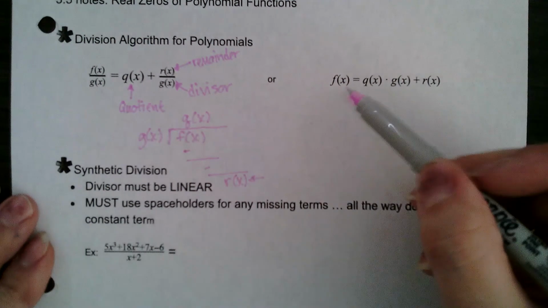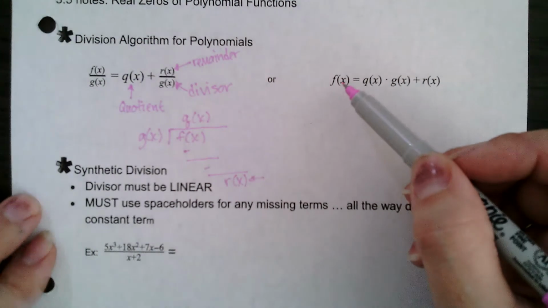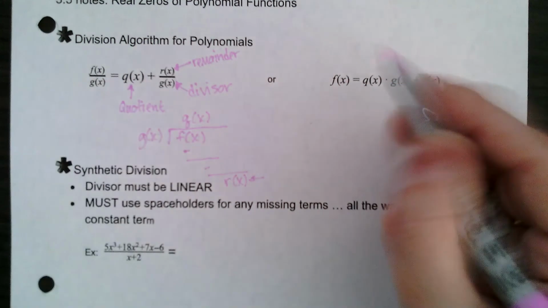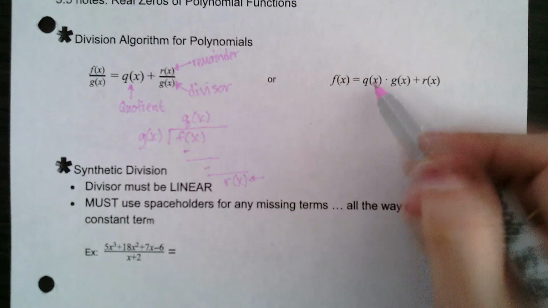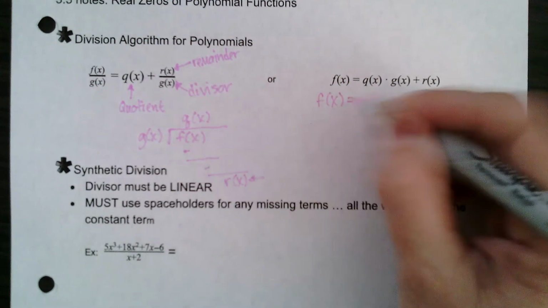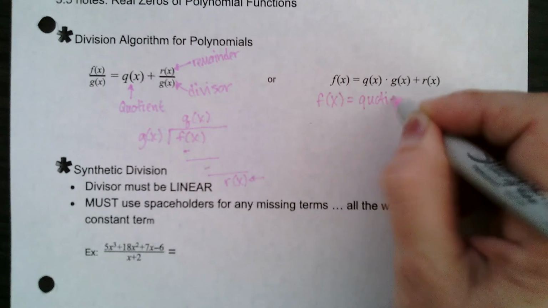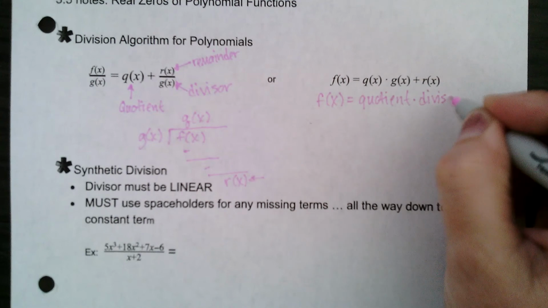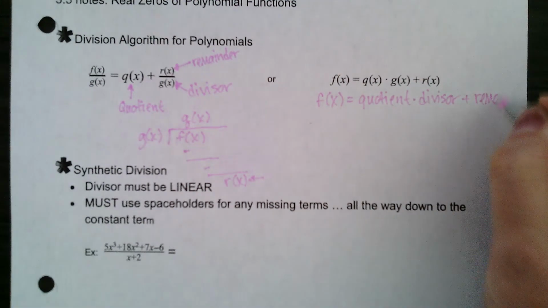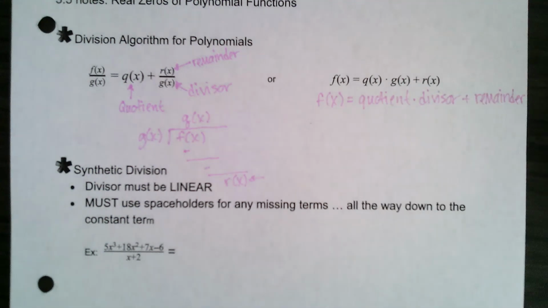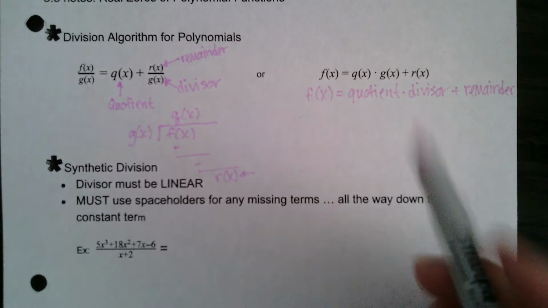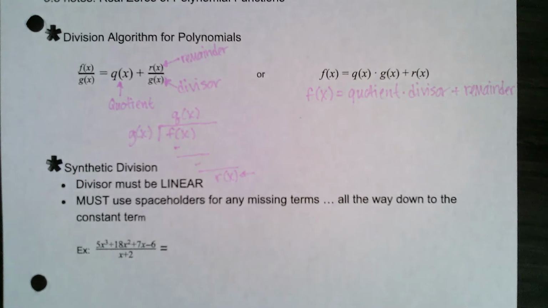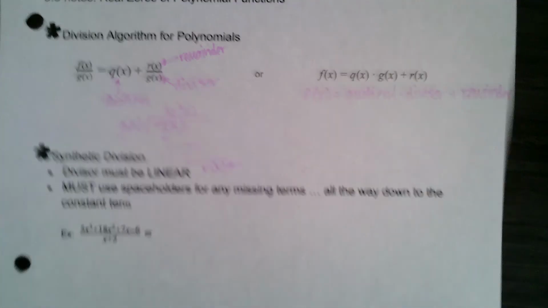Okay, another way to rewrite one of these functions that we have by division is if I multiply each term by g of x, then we would have f of x equals q of x, which was the quotient. So we could rewrite our function as the quotient times the divisor plus the remainder. So we will see these things written most frequently in this format, where we take the quotient times the divisor plus the remainder, and we'll use this to simplify polynomial functions throughout this chapter.